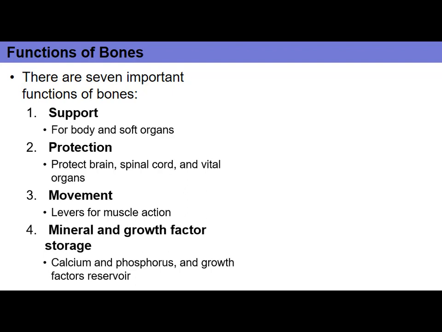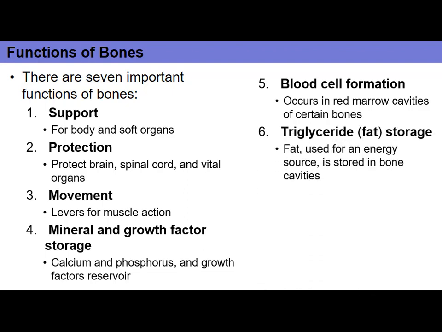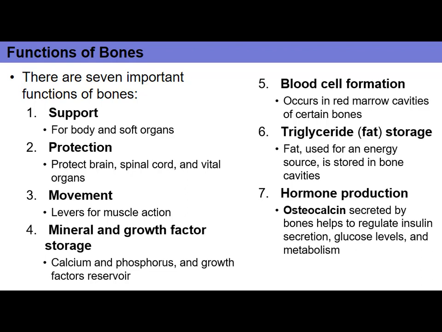Number 4, mineral and growth factor storage. We do have growth factor reservoirs in our bones, and that enables us to grow throughout our lifetime as well. There's blood cell formation. It occurs in red marrow cavities of certain bones. Number 6, our bones do store fat. It's used as an energy source. It's stored in bone cavities. And lastly, our bones have hormones. Osteocalcin is secreted by bones to help regulate insulin, glucose, and other various modes of metabolism. So those are the 7 major functions. Those are things that our skeletal system is doing for us on a daily basis.